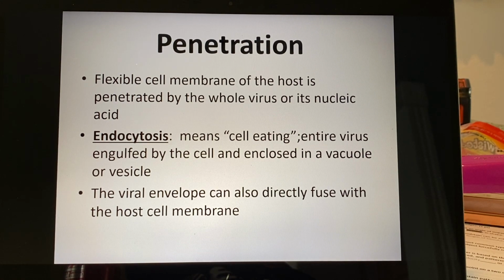That's one possibility. The other thing is that if it's an enveloped virus, remember the envelope is made up of a lipid bilayer, and so a lot of times that envelope just fuses directly with the cell membrane, and that's how it gets into the cell.